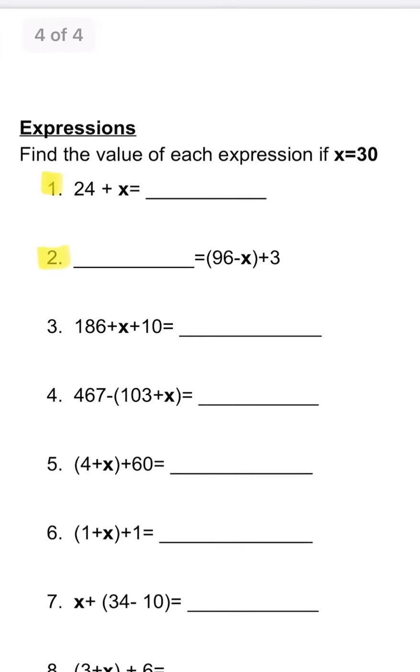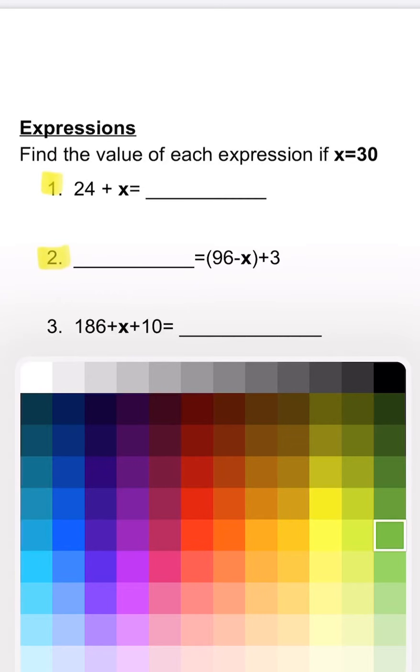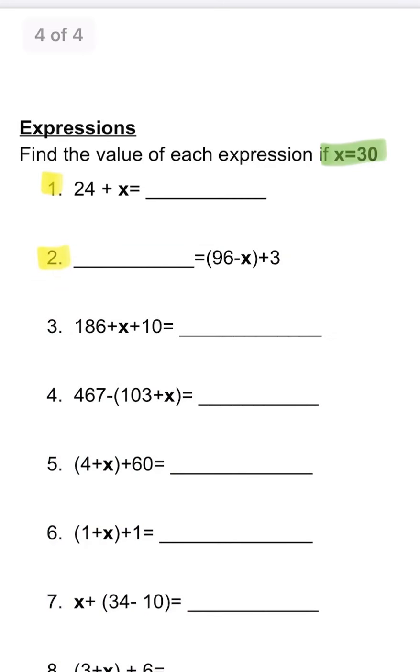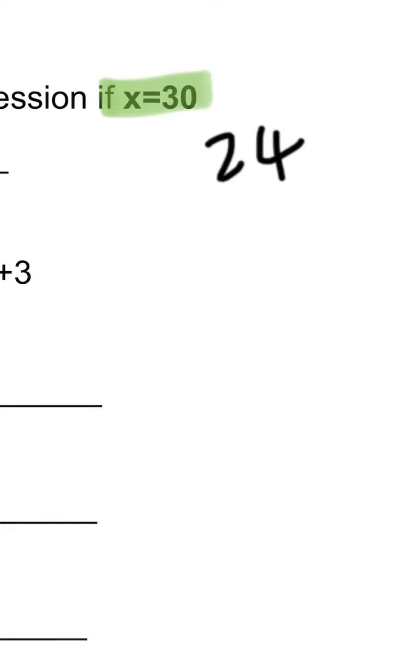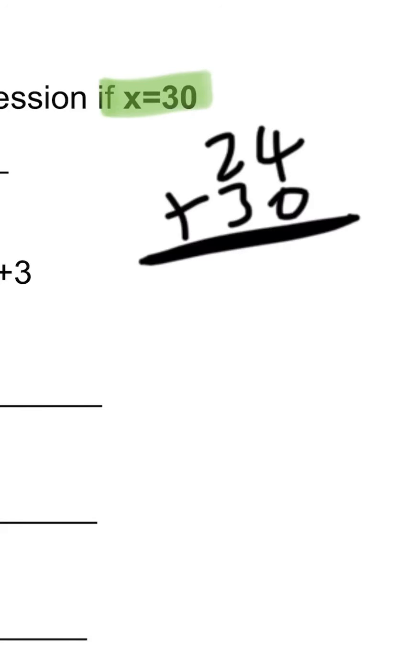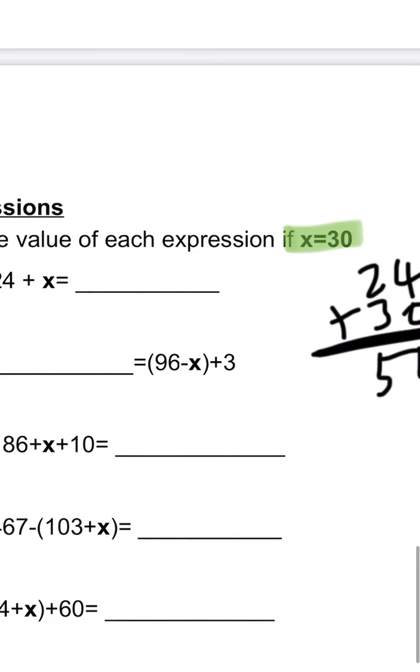Okay, our final page, we're doing expressions. Now, this is very important to remember. We're going to do it using x equals 30. So in each x that we have, we're going to plug in 30. So 24 plus x equals what? So on the side over here, we're going to do 24 plus 30, and you're going to add up. So 0 plus 4 is 4, and 3 plus 2 is 5. So your answer is 54.